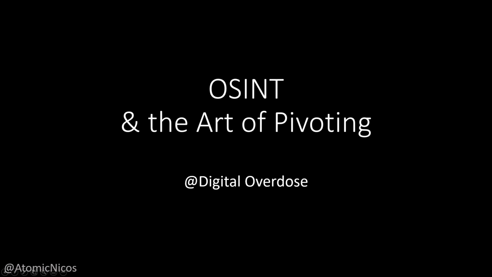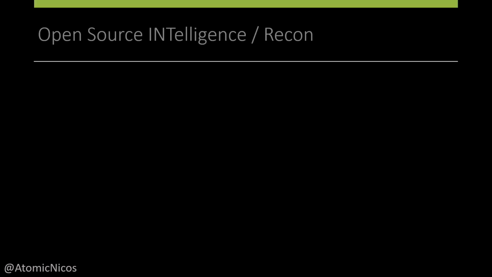OSINT and the art of pivoting, because we are going to be doing OSINT off of an image, well actually two images. What are we going to be able to do with these images? We're going to try to find a location where the image was taken. So, first of all, what does OSINT stand for?